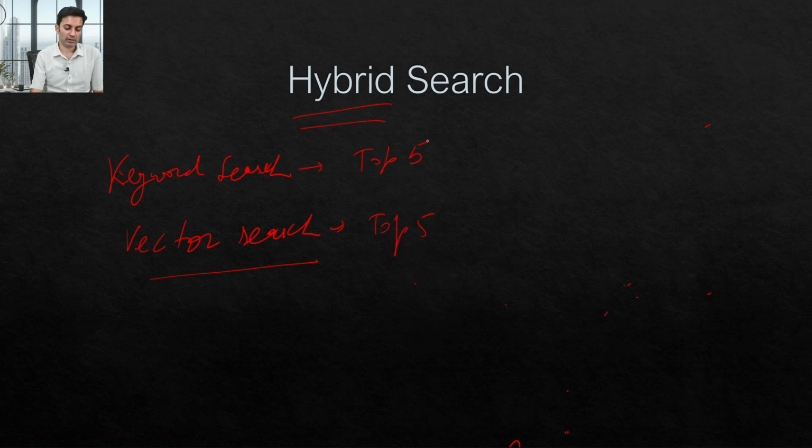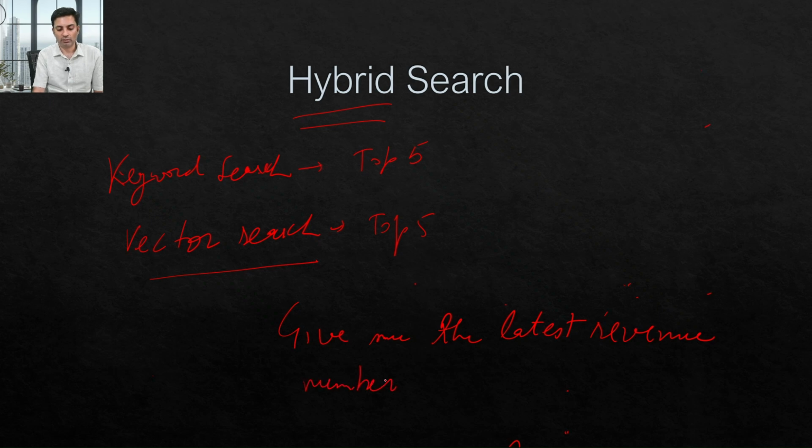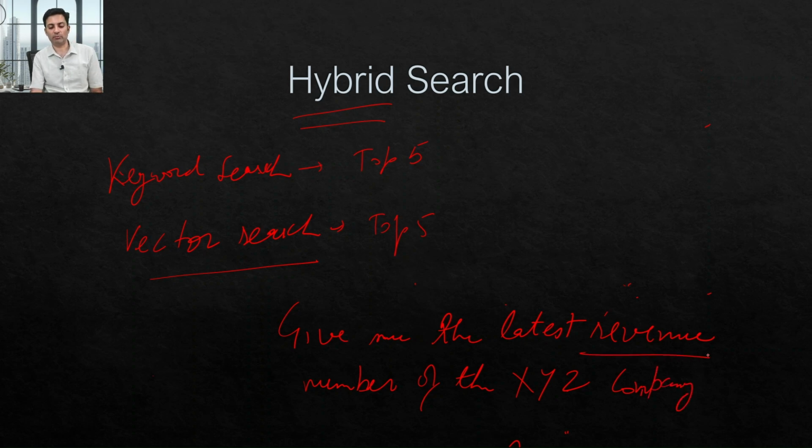So if the user says, give me the latest revenue numbers of the XYZ company, let's say some company, it asks for numbers. So what it will do is it will see revenue. You know, there are operating revenue, total revenue, okay, total revenue. A lot of terms will be there because it's financial data. A lot of tabular data, textual numbers will be there. So it will try to see.